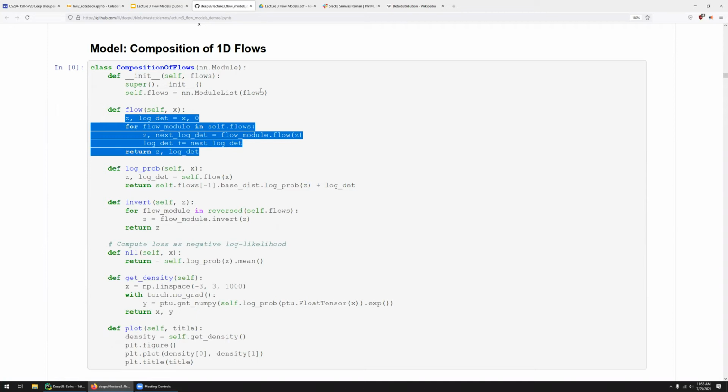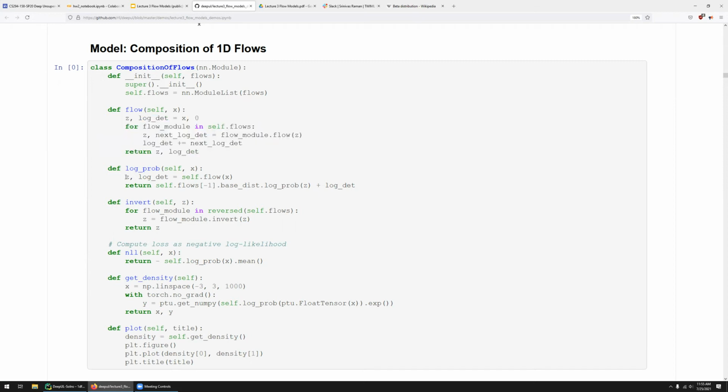Yep, and eventually the Z you get, you use that to find the p_Z of Z, which is the first part of this, self.flows, the last one, base distribution and log probability, and then you get the log determinant. Like you mentioned, you iteratively compute the next log determinant from the prior, and you keep adding to the log determinant, and then you get the final log determinant. Yep. And the log probability is the same. They still have a base distribution.